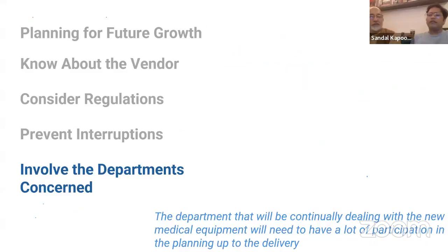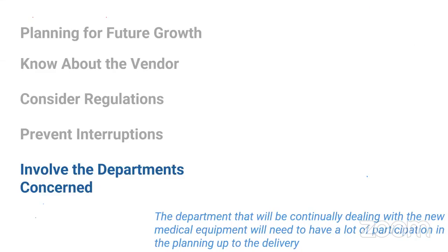Then another important consideration is that we have to involve the department. Many times it has been seen that equipment planners and the procurement persons and heads discuss among themselves and purchase new equipment for a department without consulting the concerned department. That should not be the case. The department that will be continually dealing with the new medical equipment needs to have a lot of participation in planning up to the delivery, because they are the people who are going to operate that particular equipment or instrument. So they have to be listened to, and their preferences considered.